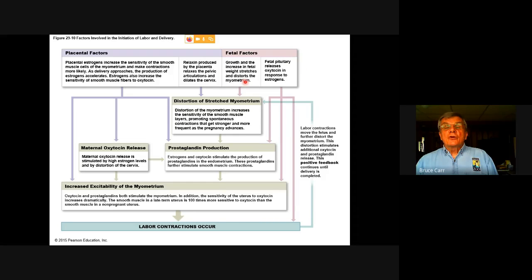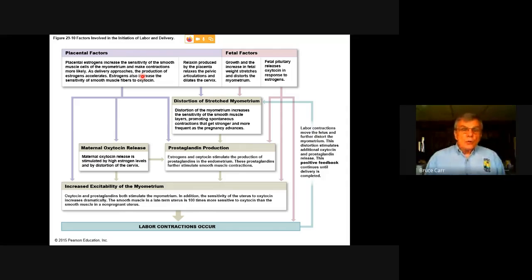Fetal factors, basically the increase in weight and the distortion of the myometrium, is what stimulates fetal development. The pituitary of the fetus releases oxytocin in response to the increasing estrogens. So late in development, we see this growing mass of fetus stretching the uterus and stimulating receptors all over the body. So we're going to get a response. Maternal oxytocin is going to stimulate contraction, labor pains. Prostaglandin production in the endometrium is going to stimulate further those smooth muscle contractions. And it's going to continue to press.